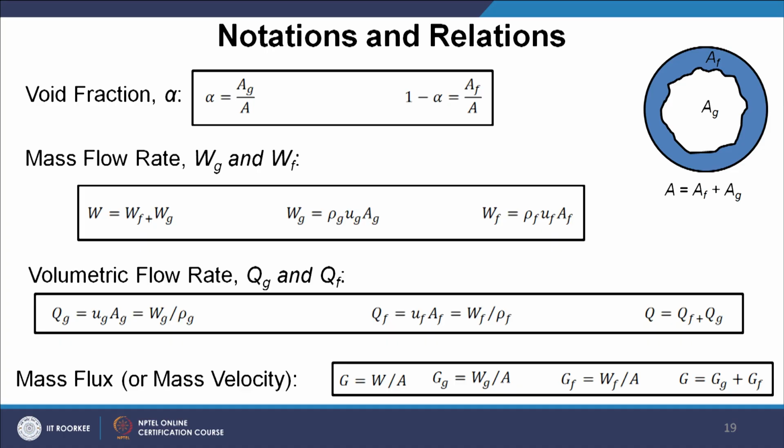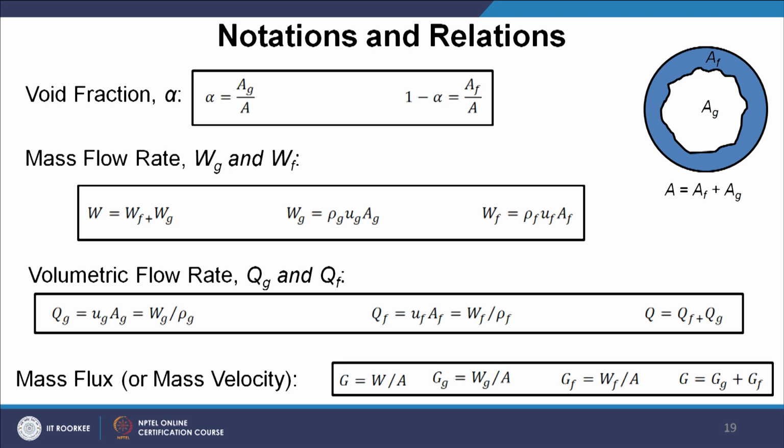Now, if we try to write these mass flow rates individually, from the continuity equation we can write, once again, Wg, the gaseous mass flow rate, equals rho g, Ug and Ag. So, Ug and Ag is the gaseous volume flow rate, multiplied by rho g it is the mass flow rate for the gas. Similarly, we can write for the liquid Wf equals rho f, Uf and Af.